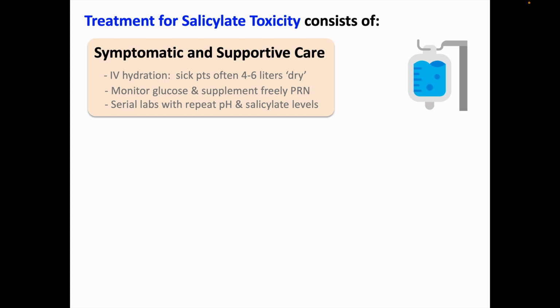We will be monitoring several lab results, including glucose levels. Remember that either hyper or hypoglycemia may occur, and even if the serum glucose is normal, it's possible to have low glucose in the CNS. So as long as the patient isn't hyperglycemic, supplement glucose freely. And we'll be getting serial repeat labs to see if the salicylate levels are going up or are going down, and other labs to monitor the acid-base status.